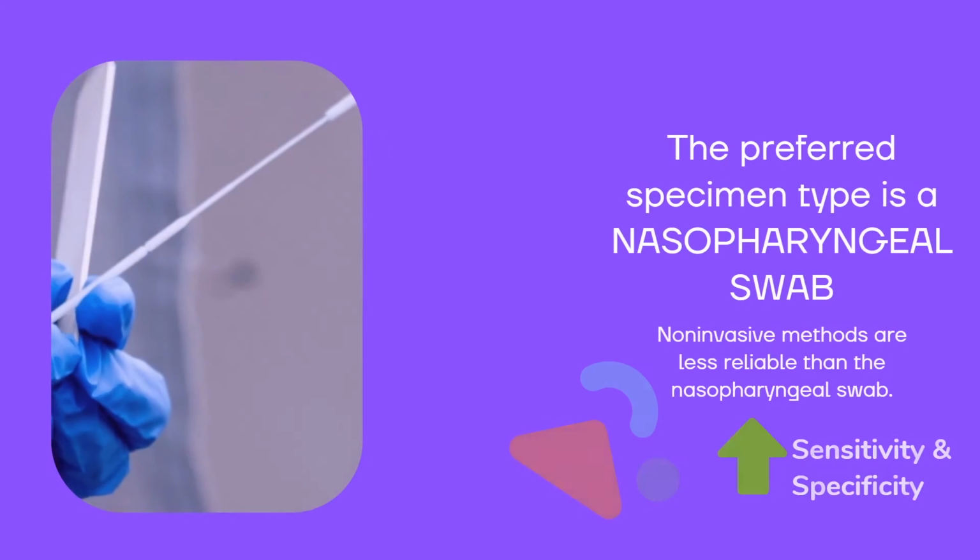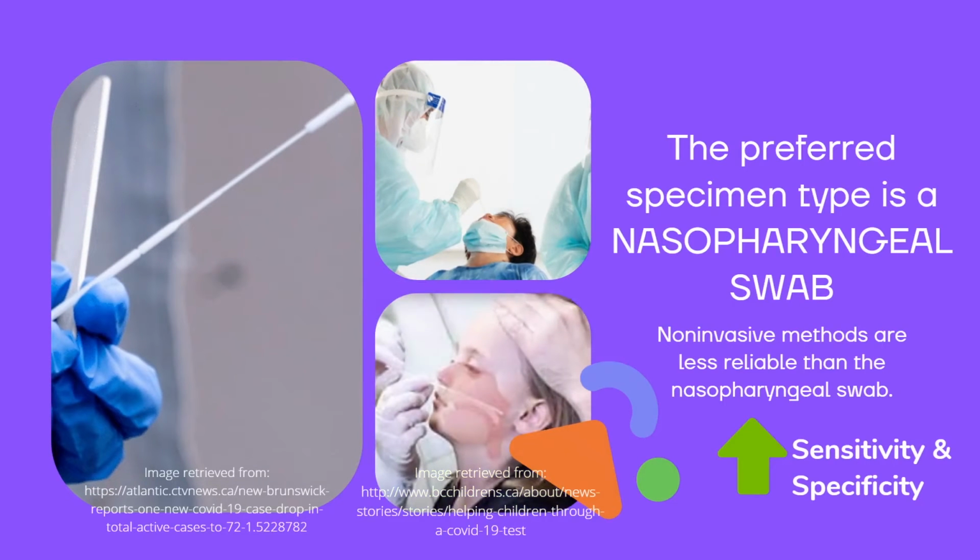Since the lungs are the most affected by this virus, the preferred specimen is a nasopharyngeal swab to collect specimen from the upper respiratory tract. Other non-invasive collection methods have been discussed, but their performance pales in comparison to the NP swabs in terms of sensitivity and specificity, which contributes to the reliability of the results.